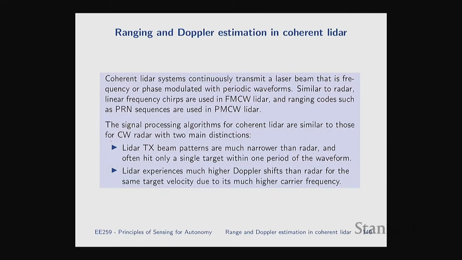We're going to talk about the signal processing in coherent LiDAR systems today. And as we said, they're CW systems, so they continuously transmit a laser waveform. They can be frequency or phase modulated with periodic waveforms, very similar to CW radar. And we can build basically FMCW LiDARs or PMCW LiDARs. The difference is in the types of waveforms that are generated, transmitted, and received.